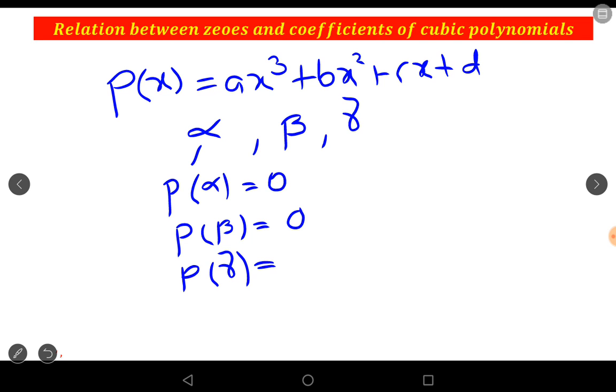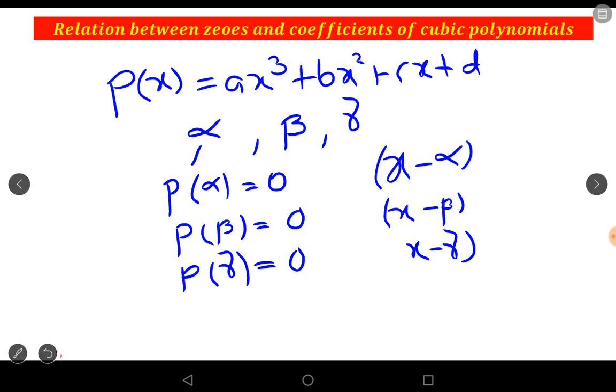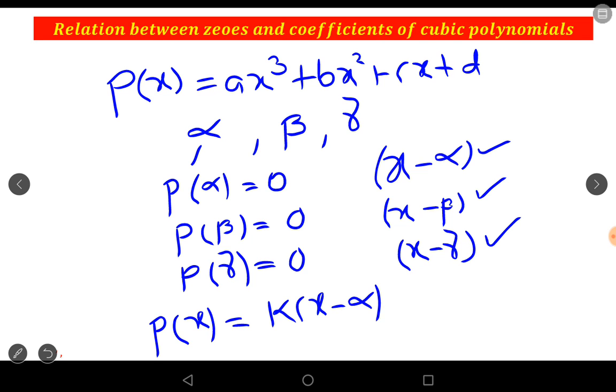Okay, so we know from the 9th class factor theorem, p of alpha is equal to 0, so x minus alpha is one of the factors, x minus beta is the second factor, x minus gamma is the third factor. Okay, from the factor theorem, x minus alpha, x minus beta, x minus gamma are the three factors of the cubic polynomial. So therefore p of x is equal to k times x minus alpha into x minus beta into x minus gamma. Okay students, p of x is equal to k times x minus alpha into x minus beta into x minus gamma.